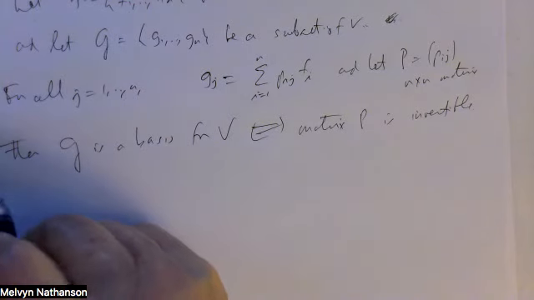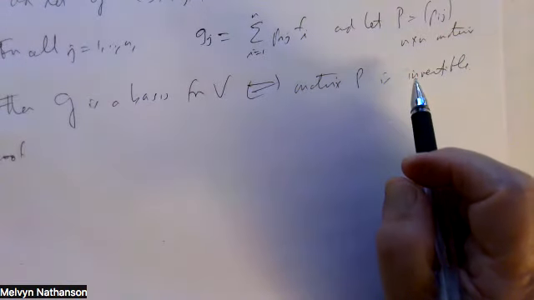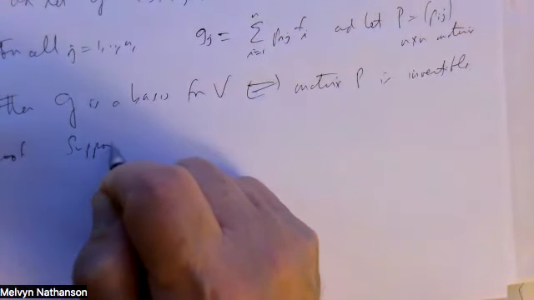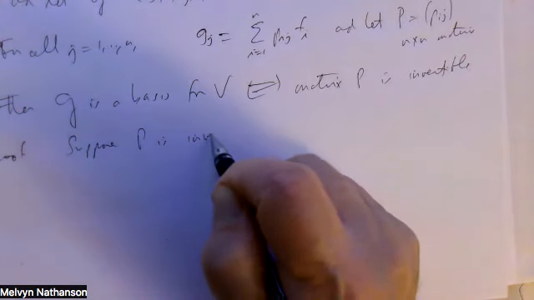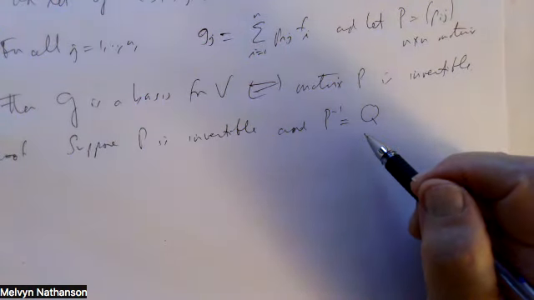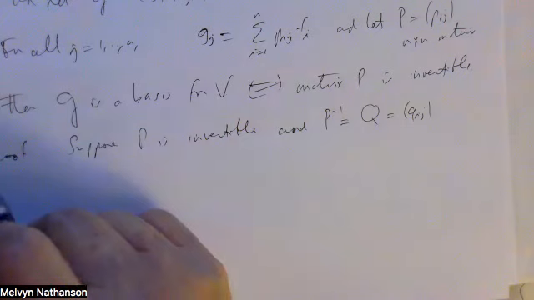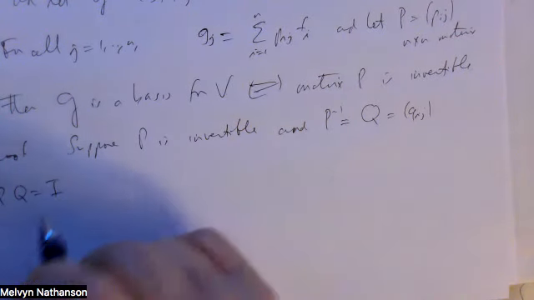So the easy half is to show that if P is invertible, then G is also a basis. Suppose P is invertible, and the inverse is some matrix I'll call Q, with entries Qij. And that means that P times Q and Q times P are the identity matrix.